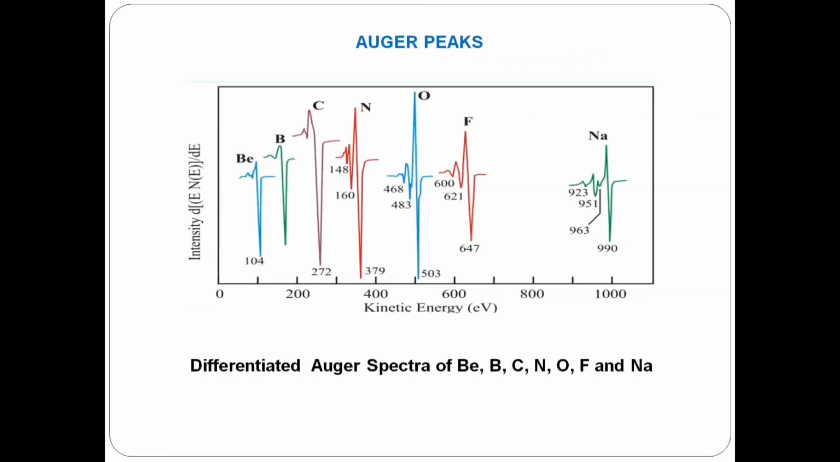Here are the Auger peaks for beryllium, boron, carbon, nitrogen, oxygen, fluorine and sodium. We only get information for elements with atomic number more than lithium, which is one of its disadvantages. We cannot determine the Auger peaks for hydrogen, helium and lithium.